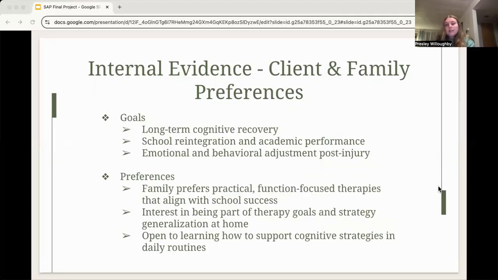So the client and his family expressed clear preferences for interventions that are functional, practical, and closely tied to academic and behavioral outcomes. Their primary goals include improving independence, supporting school reintegration, and strengthening emotional and behavioral regulation. The family values being active participants in treatment, and they want to learn how to support the client's strategy use at home. The client himself is frustrated by difficulty staying organized, completing schoolwork, and keeping up with tasks.